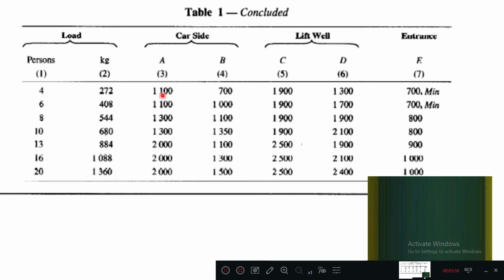See here, dimensions are changing as the number of persons is increasing, or the weight is increasing. For this number of persons, which is called the load, for this much weight, what shall be the A, B dimensions, C, D dimensions or E dimensions? MIN means minimum. All the classes have been given. Try to understand these concepts.